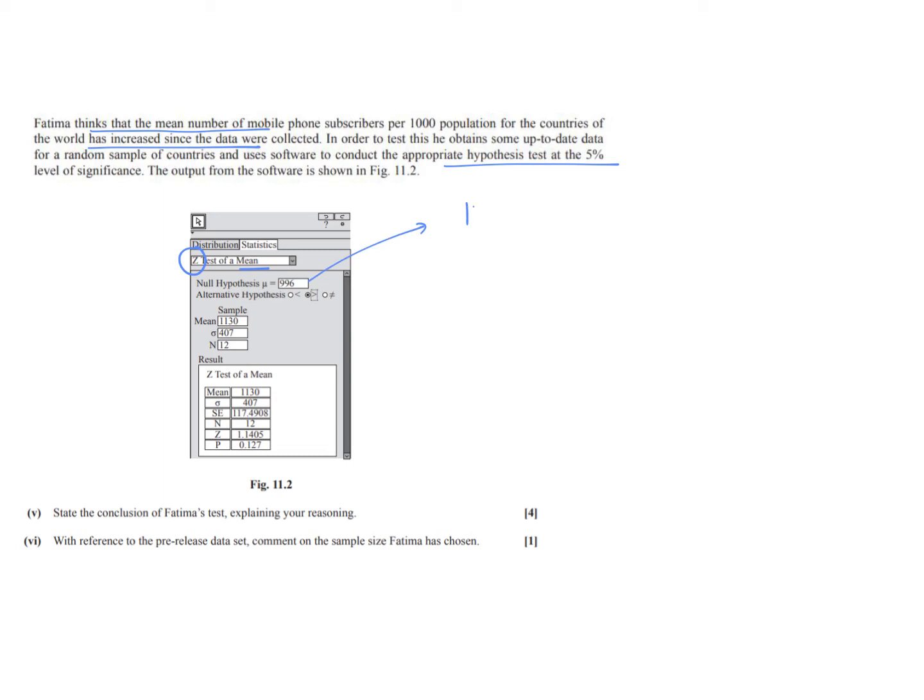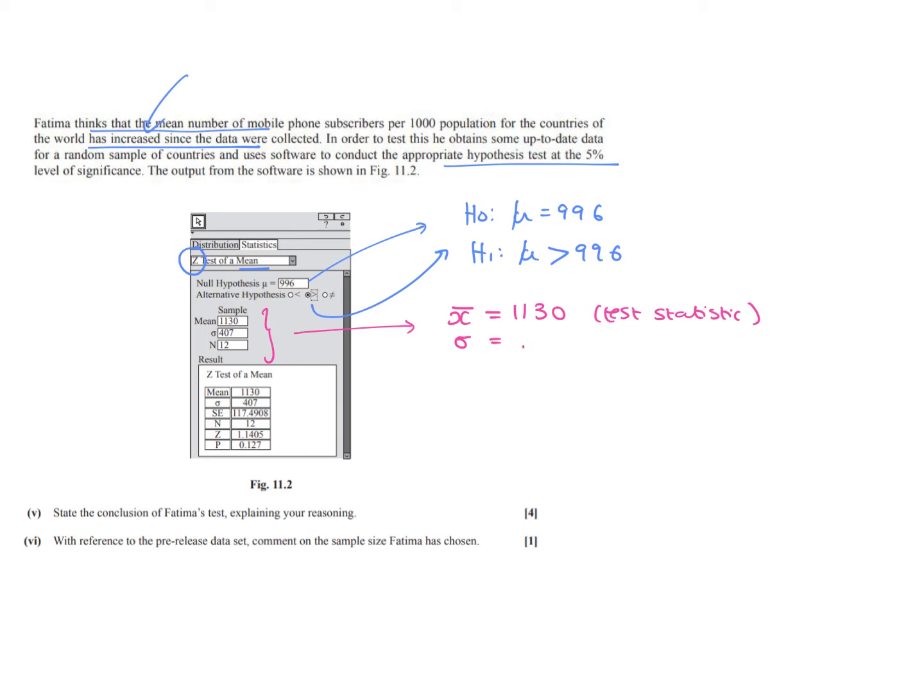Now the null hypothesis here, H0, mu equals 996, and then the alternative hypothesis, look at the box that's been selected, mu is greater than 996. That's because they think that the mean has increased. And of course, mu is your population mean number of mobile phone subscribers per 1,000. So here's the information that's been collected from the sample. The mean is the sample mean, so x bar is 1130, and that of course is your test statistic. Now, sigma here is 407. That's your population standard deviation, and n is equal to 12. So that's the sample size.